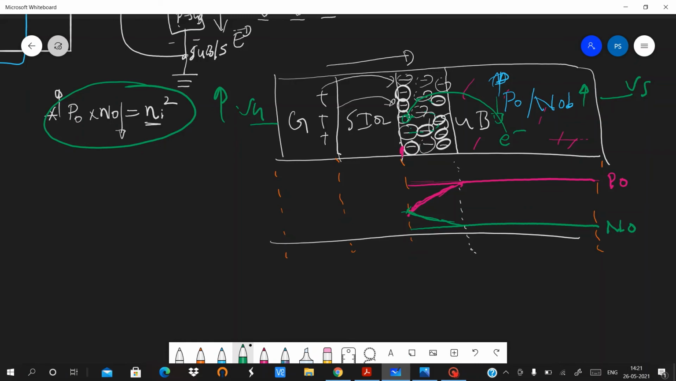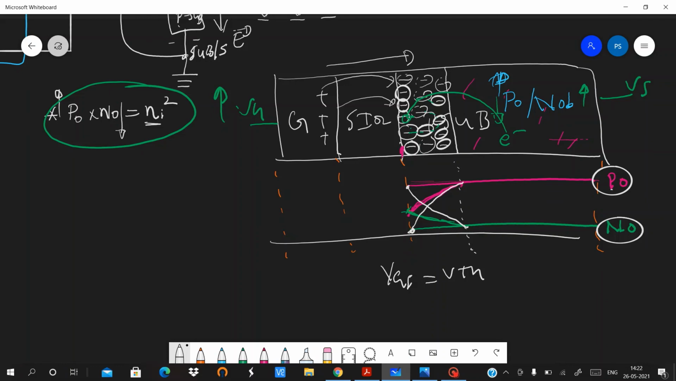So that happens when the gate voltage is such that this band bending, I will use white color, this band bending is such that P0 will become N0 and N0 will become P0. So this white color line is a point where VGS is equal to VTH. Okay, so what has happened at VTH? The P0 has gone so low that it has become equal to N0, and N0 has come up such that it has become equal to the initial P0.